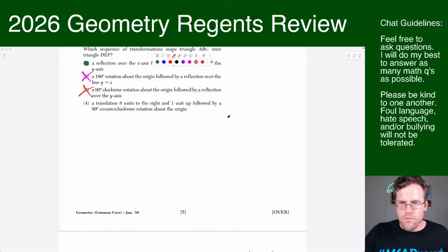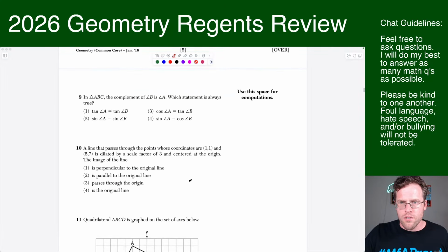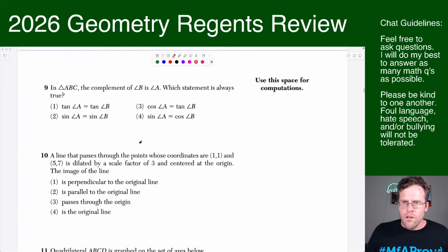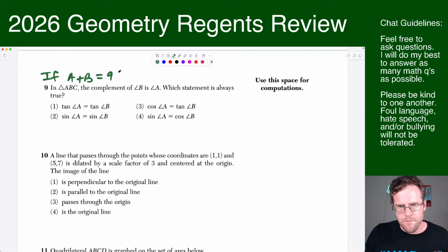All right, so now moving on. Oh, this sneaky theorem. If you forget, you could always come up with something, like just plug in numbers. So if A plus B equals 90, that's what it means. The complement of B is A. So that means A plus B is 90. And A and B are acute, so angle A and angle B are acute.